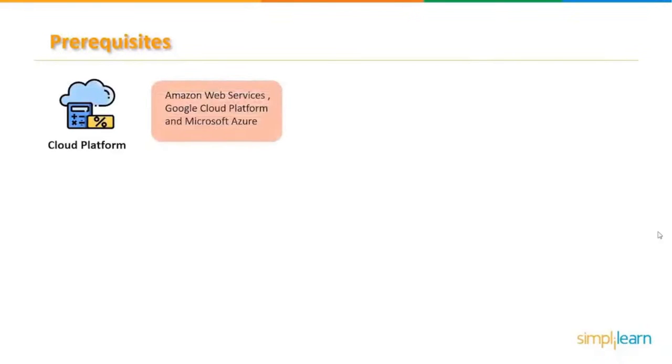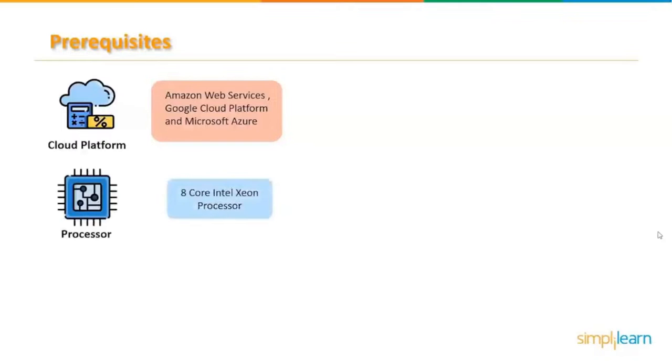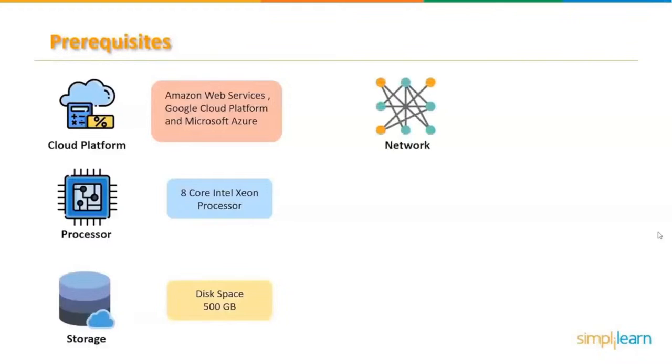Prerequisite: Enterprise Control Room requires a server-level machine to be installed. The server can be a physical machine in your data center or a cloud platform instance. Cloud platforms like Amazon Web Services, Google Cloud Platform, and Microsoft Azure. The device should have a processor of 8-core Intel Xeon processor. It should have storage disk space of at least 500 GB and network of 1 Gigabit Ethernet.